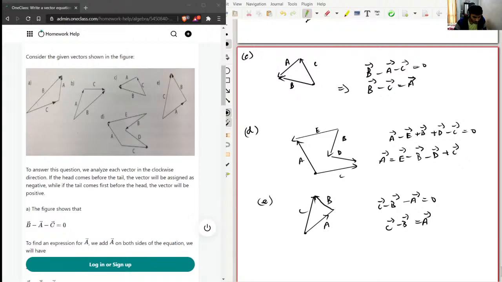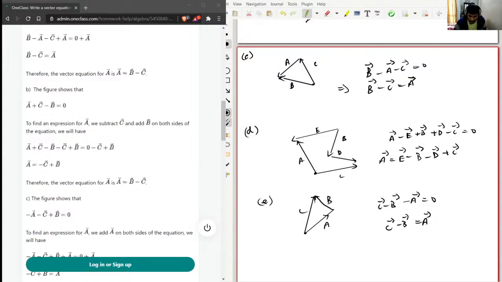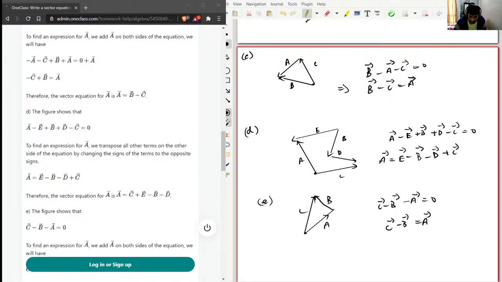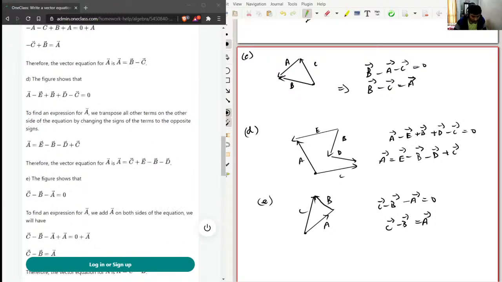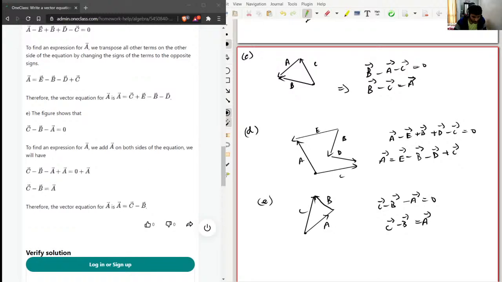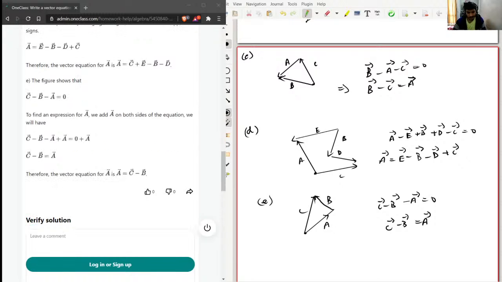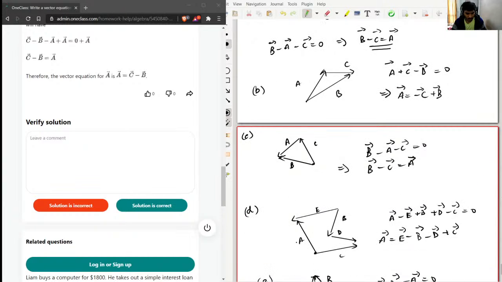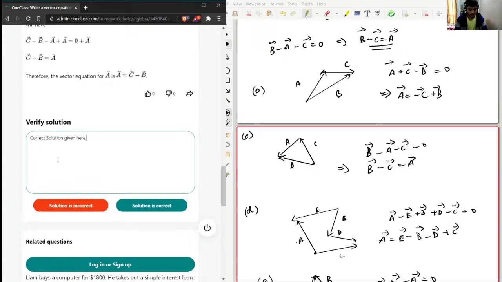So again, the solution clockwise or counterclockwise, and for D we have to plus E minus B minus E plus C. Okay, correct. And for the last one, C minus B. Yeah. So again, the solution given here is correct.